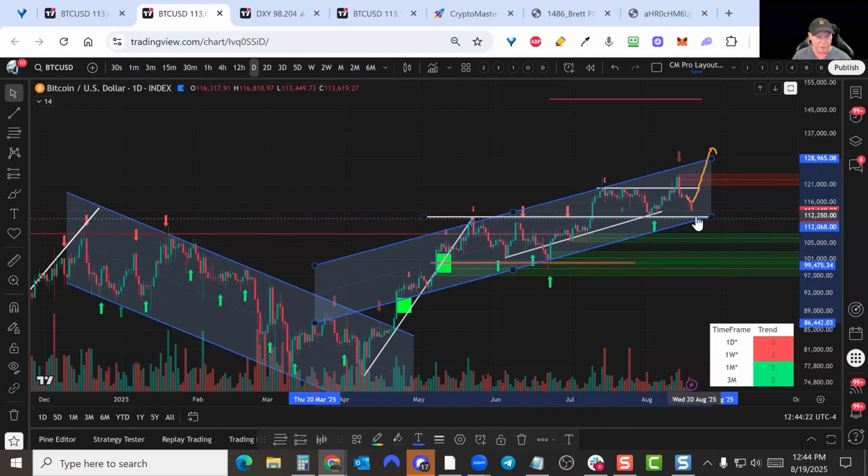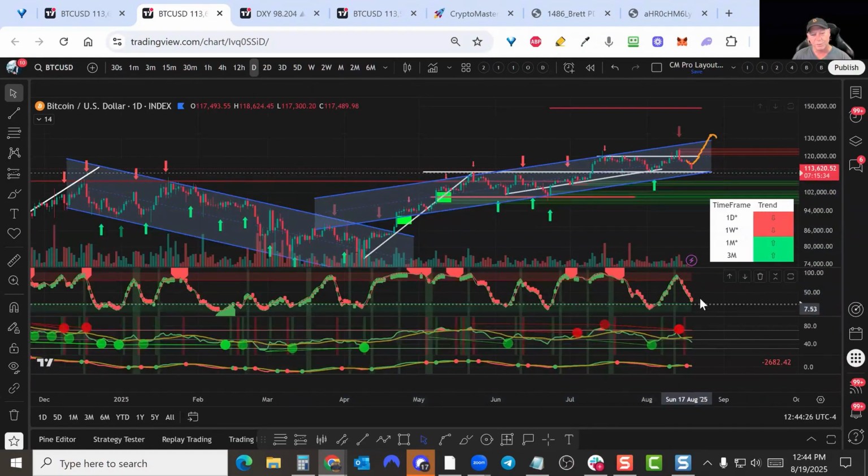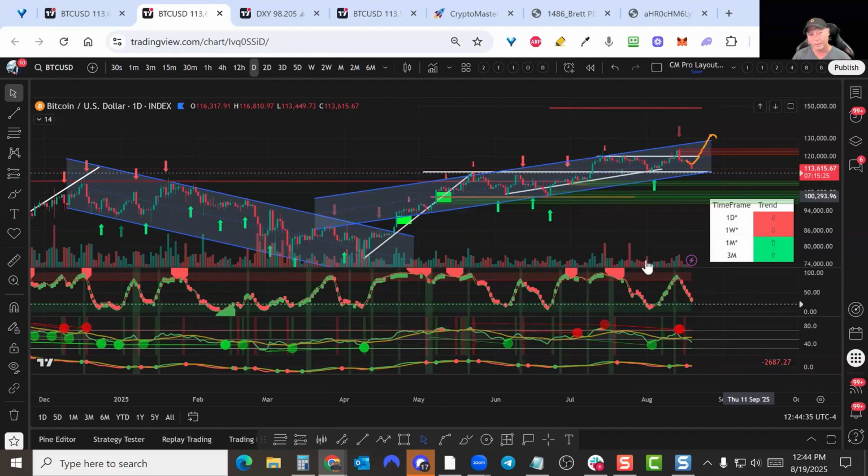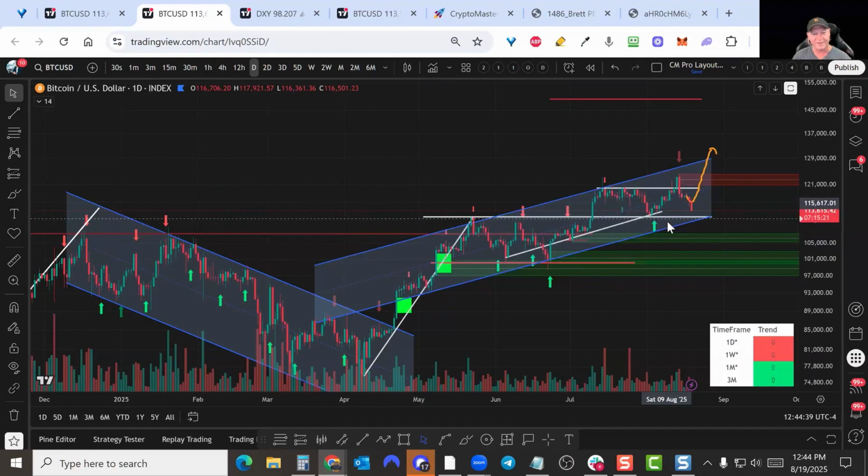I think Bitcoin could come down to 112K. And then what that'll allow is to give it some more time on this trend strength indicator to get a little bit more oversold and then snap back. So I think probably by the end of the week we'll have bounced. So I'm going to ride that out.